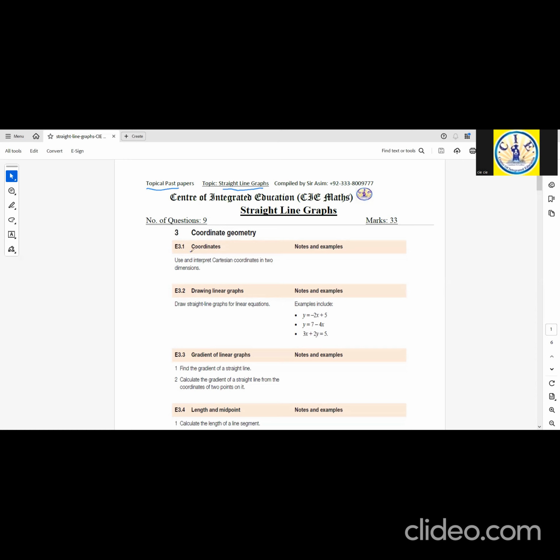The first content is coordinates. Use and interpret Cartesian coordinates in two dimensions. For example, we have got x comma y as the Cartesian coordinate. And for this, that means that if this is a point having 1, 2, 3, and 1, this is the point having coordinate 3, 1. That means the point has got 3 units distance from the origin in the x-axis and 1 unit along the y-axis. So this is 3 comma 1.